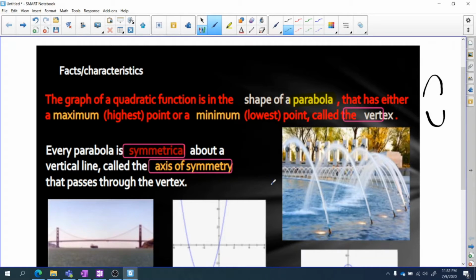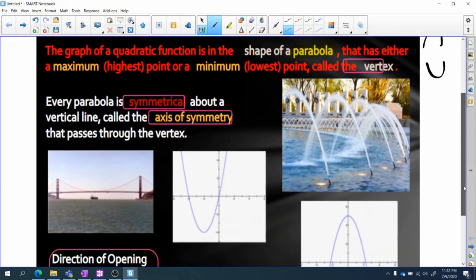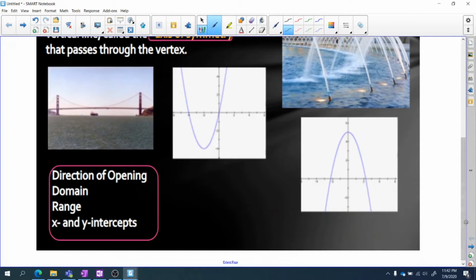The pictures that you see here are just some schematics of parabolas in action. There's actually a bridge that's built with a parabolic arch. These are the fountains, I believe, from Las Vegas. These are the ones that shoot out in a parabolic fashion. These are parabolas, one opening up, one opening down. We'll talk about domain, range, intercepts, and a variety of other things as well. But this is just a slide to throw some things at you to say, oh yes, I heard tell of this, I heard tell of that, or vice versa.